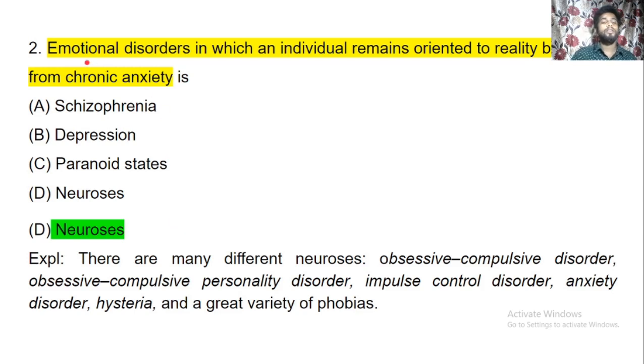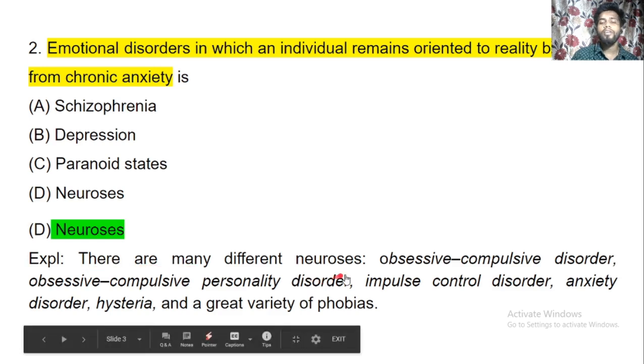Now next question: an emotional disorder in which an individual remains oriented to reality but suffers from chronic anxiety is known as neurosis, not schizophrenia, depression, or paranoid states. Its answer is neurosis.